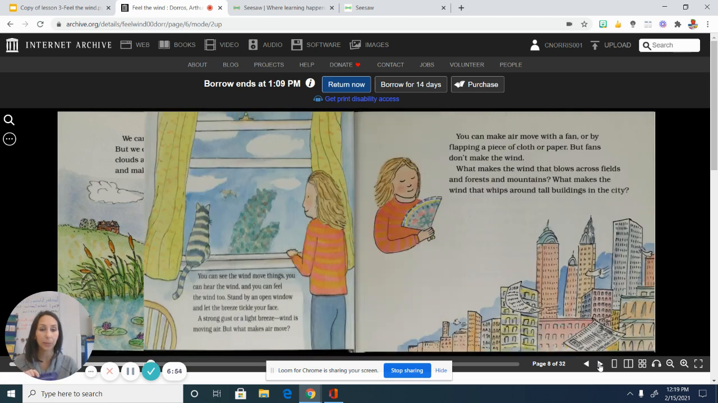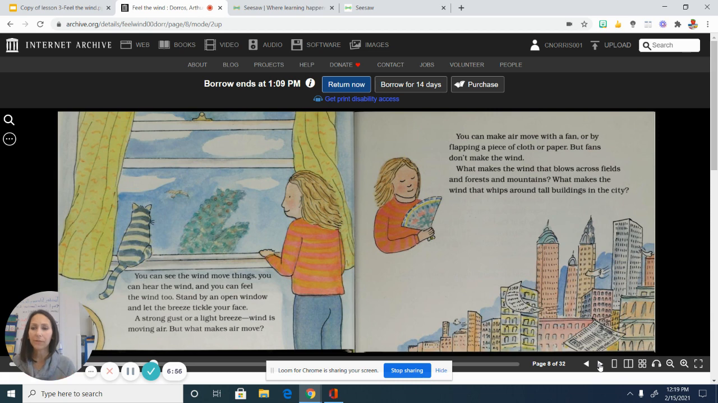And then this last part really focused on telling us about how you can feel the wind, right? Standing in front of a window and seeing if it's a light gust or a strong gust or a light breeze, but you can feel the wind. So I'm going to put that in my box. So far, all of my buttons have been about: wind is moving air. We can't see it, but we can see the effects of wind. We can see it moving things. We can hear wind, and we can feel wind.